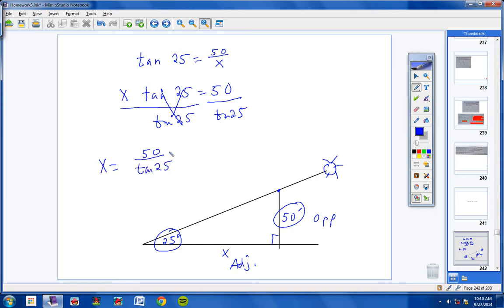Okay, so with my calculator real quick, I'm going to type in 50 divided by tangent of 25 degrees, and I will get the correct answer of 107.2 feet. Okay, 107.2 feet. So there we go. That is the length of the shadow from here to here. Okay, moving on to number 27.